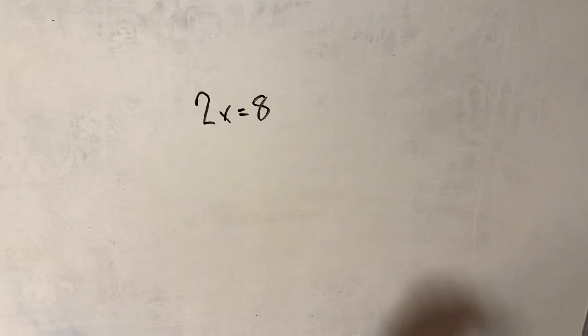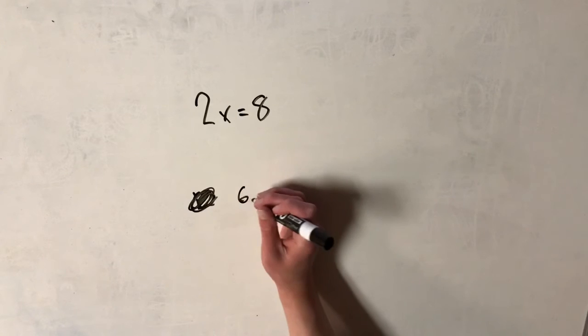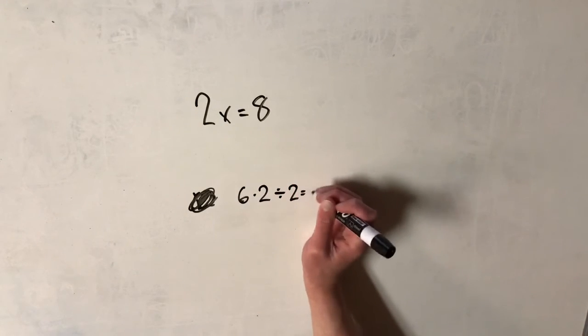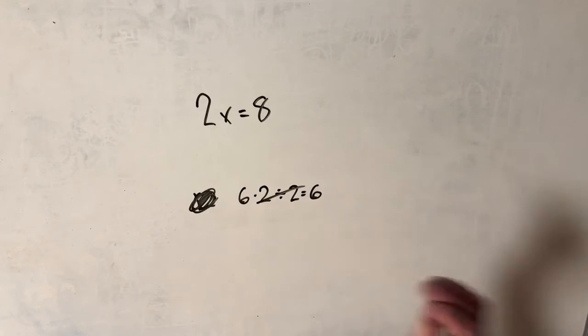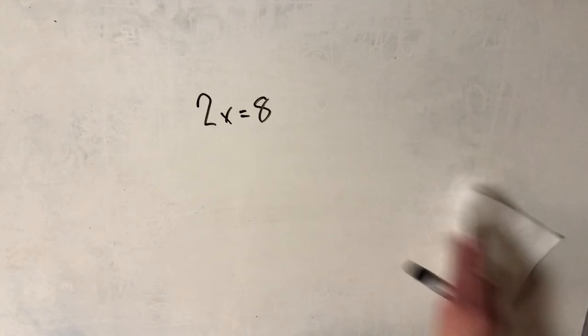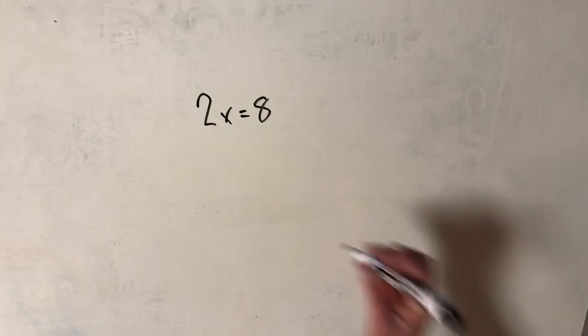And just like if you multiplied 6 by 2 to get 12, and then divided it by 2, you'd just be back at 6. 6 times 2 divided by 2 just equals 6. So those 2's cancel. And the same thing is going to happen here. I'm just going to divide 2 from 2x so that those 2's cancel.